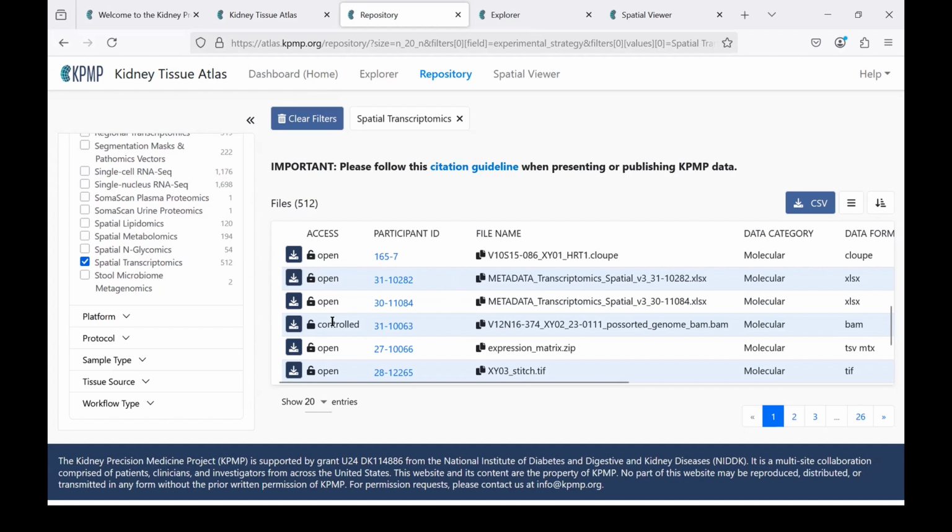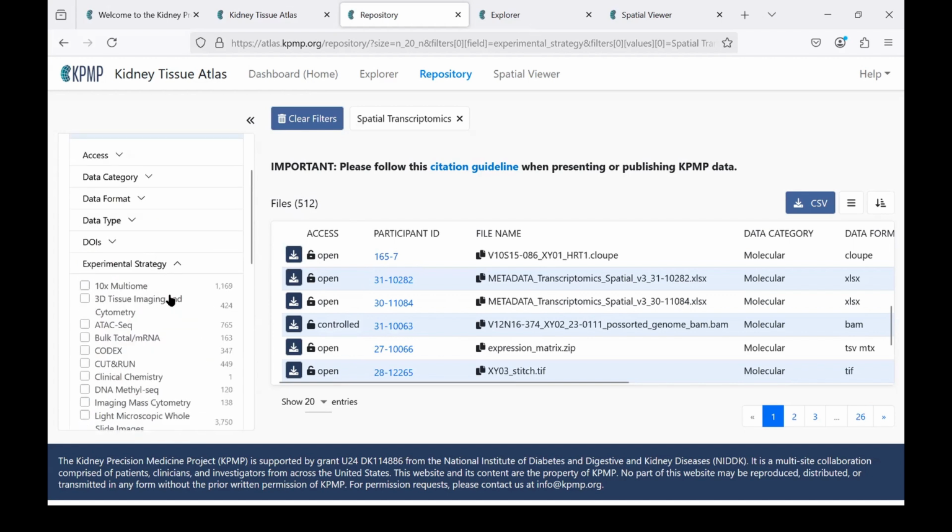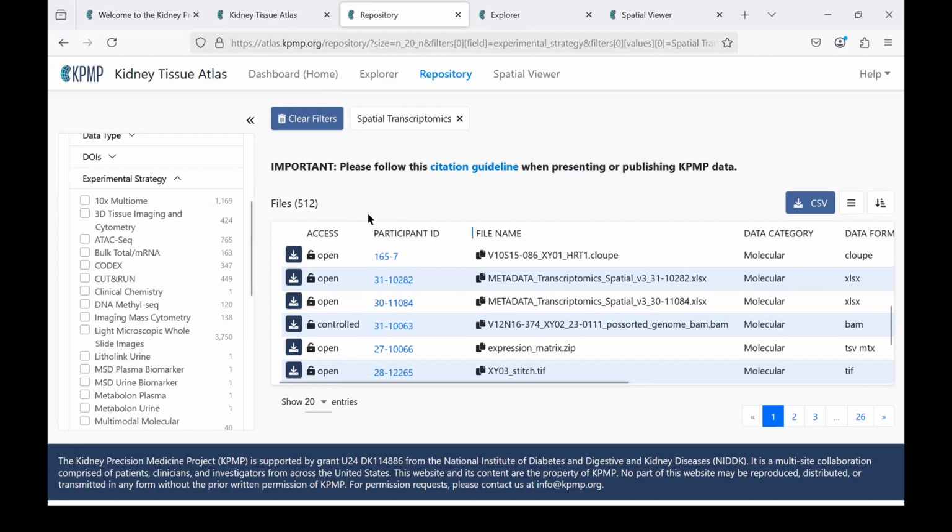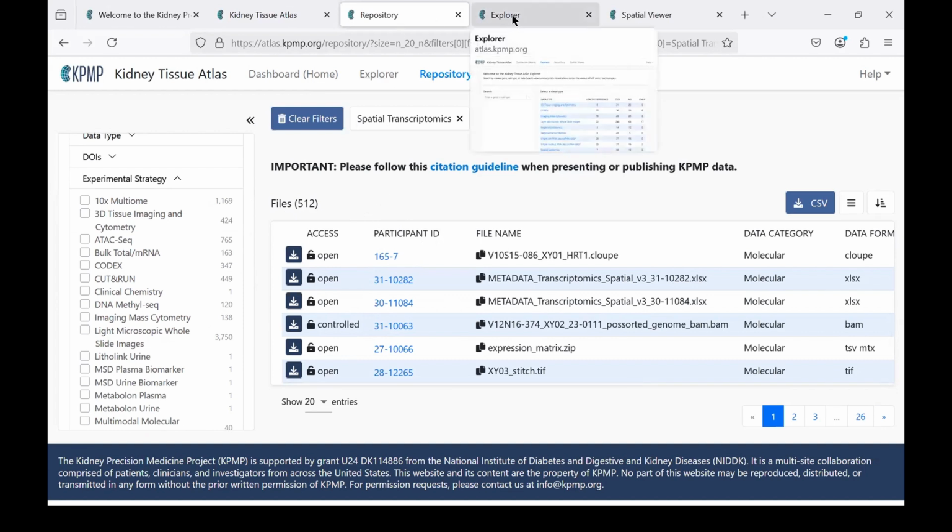Most of them are open, but the FASTQ files and the BAM files are controlled to prevent identification of patients. So all of this is open. You can download all of this data: single cell, single nucleus, multi-omic with ATAC-seq, CODEX. All of this you can download and use in your own research to complement your own experiments.